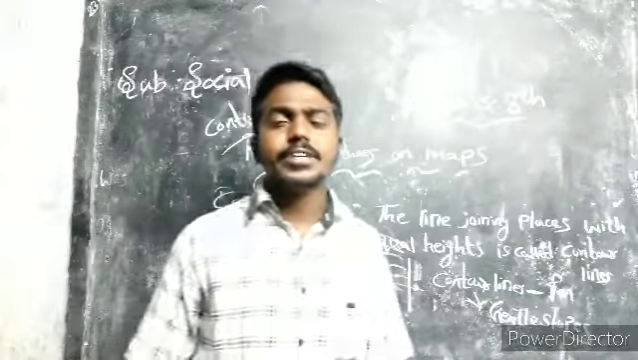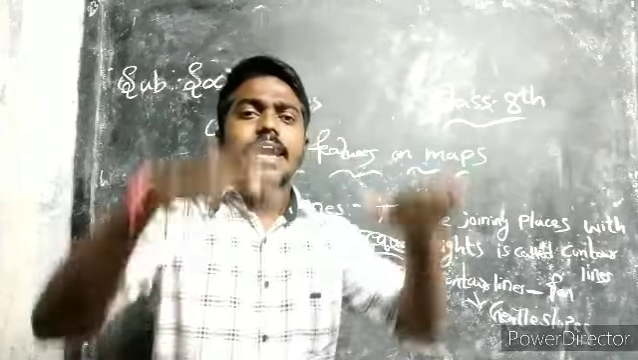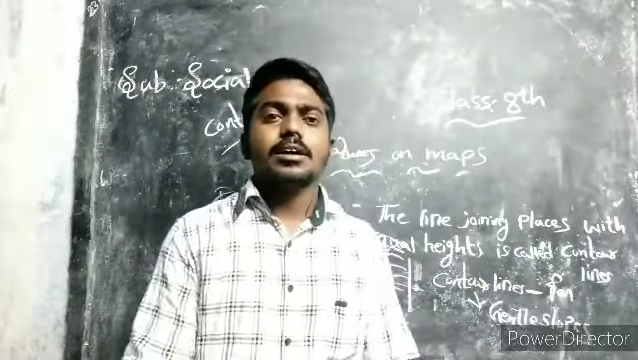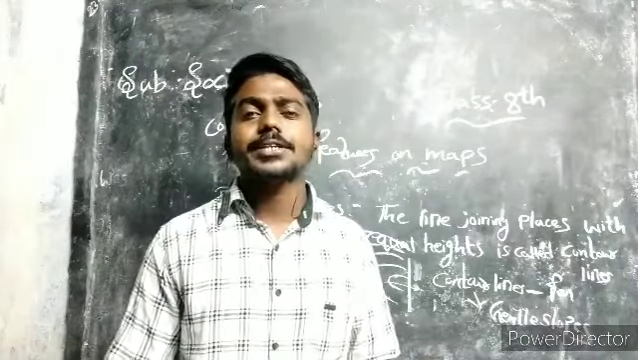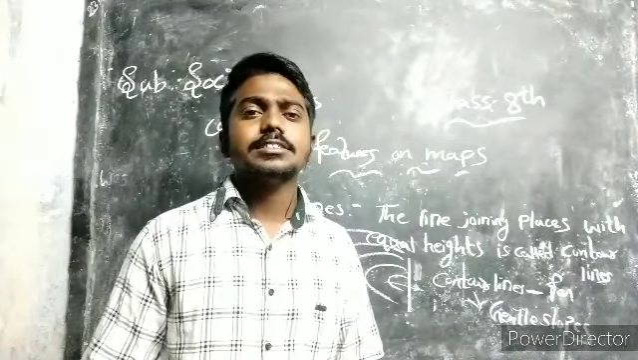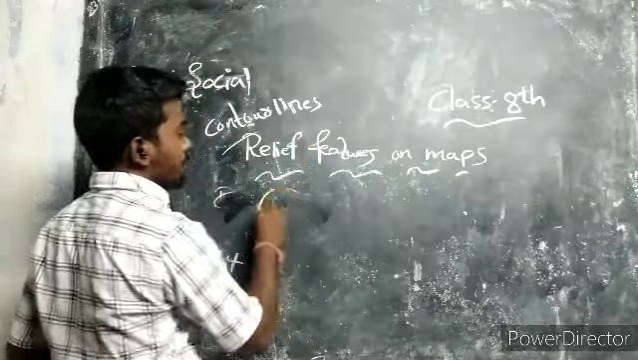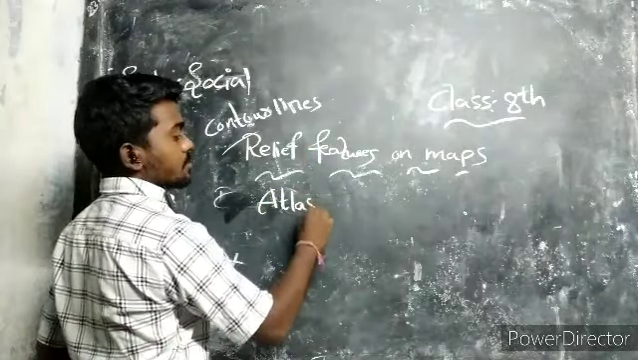Okay, what do you mean by relief? The high and low areas on the surface of the earth are called the relief of a region: plains, plateaus, mountains, valleys, rivers, etc. Now about the atlas.